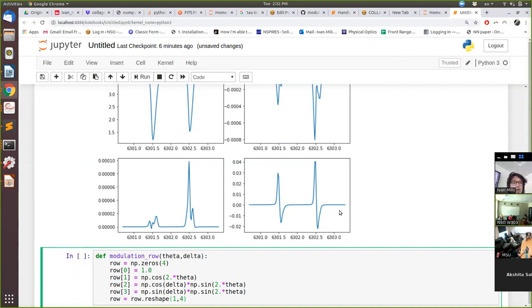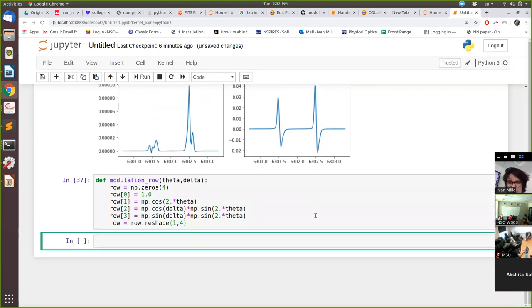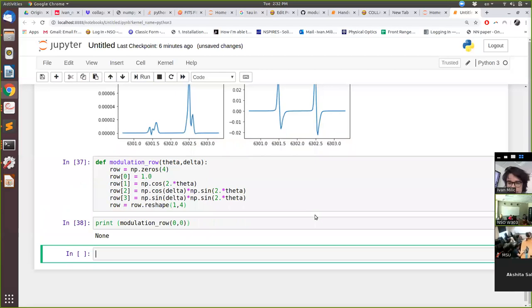And I'm gonna give it this shape, 1-4. And this will make it easier for me to stack the rows using np.concatenate, I guess is the name. So let's check what this does. Let's print modulation row 0, 0, for example. I know we need to return, right?